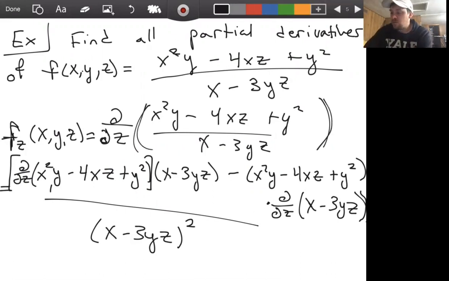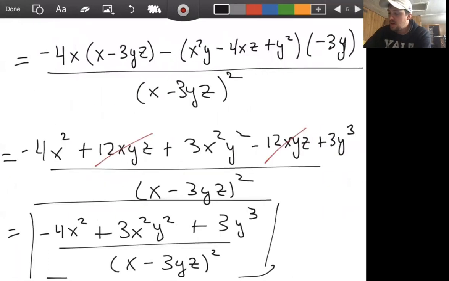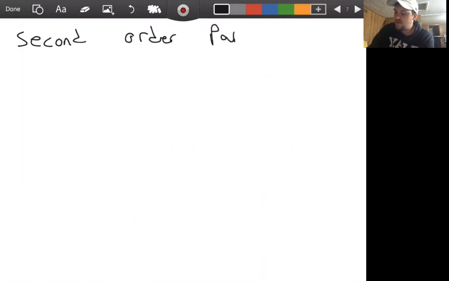And so I wanted to go through a complete example of finding all partial derivatives of a function of 3 variables. And so now that we are starting to get more comfortable with how to actually compute them, let's talk about partial derivatives of higher order. So let's look at second order partial derivatives.